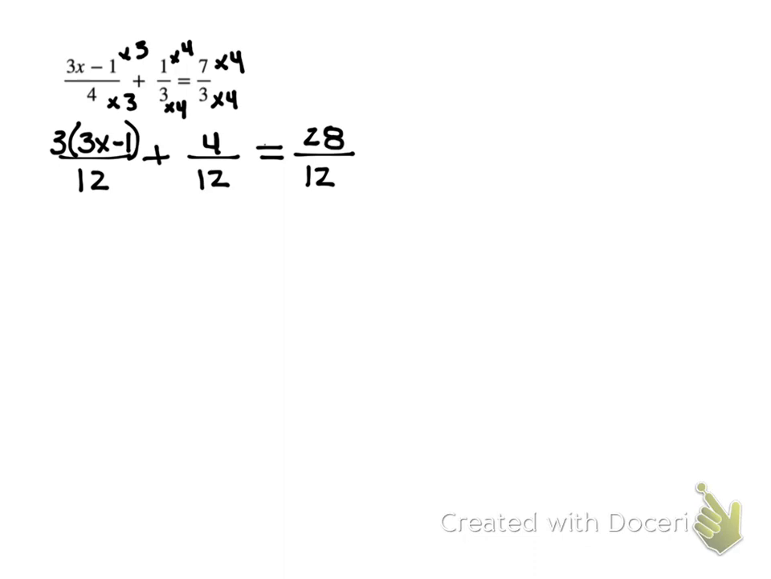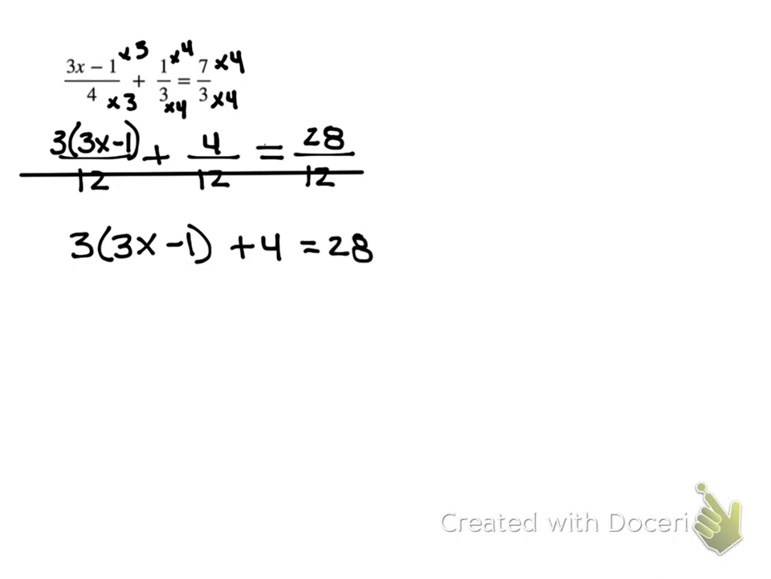And once the denominators are all the same, we can cross them out, because essentially what we're doing is multiplying by 12 all the way across. So now I have 3 times 3x minus 1 plus 4 equals 28. At this point, I would distribute my 3 through the parentheses. So 9x minus 3 plus 4 equals 28.